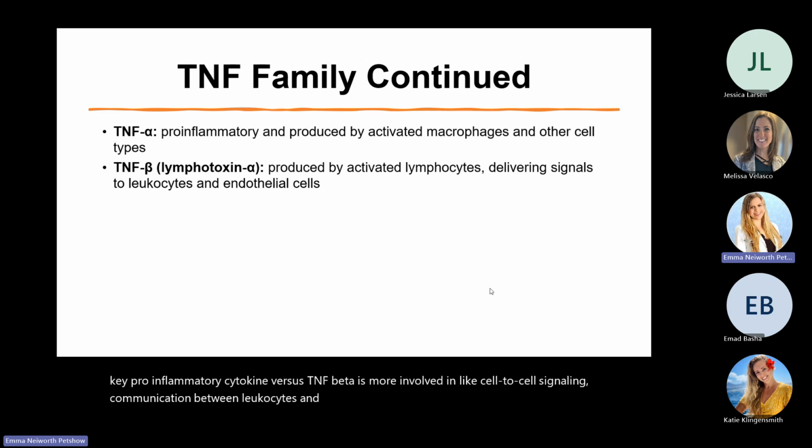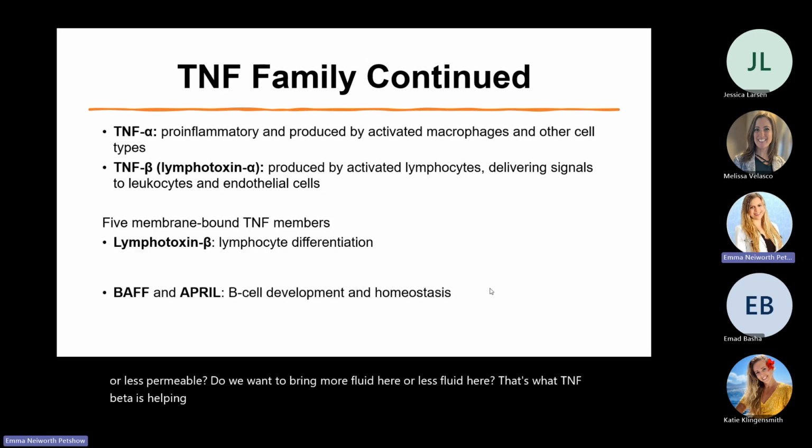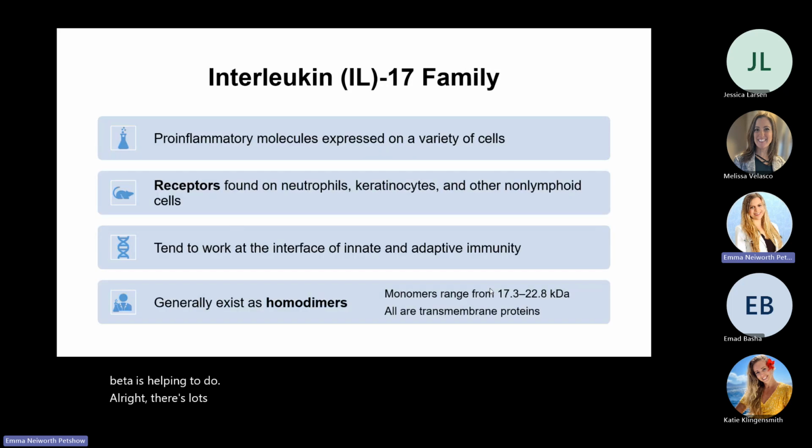Leukocytes and the blood. So I think of TNF alpha as pro-inflammation: IL-1, IL-6, TNF alpha, right? Those are your three pro-inflammatories. Versus TNF beta, which is produced by our adaptive immune cells, our lymphocytes, and helps them communicate to each other and to the blood and our endothelial cells. Do we need more cells? Do we need fewer? Do we need the blood vessels to be more permeable or less permeable? Do we want to bring more fluid here or less fluid here? That's what TNF beta is helping to do. There are lots of others, but those are the two that you should know.